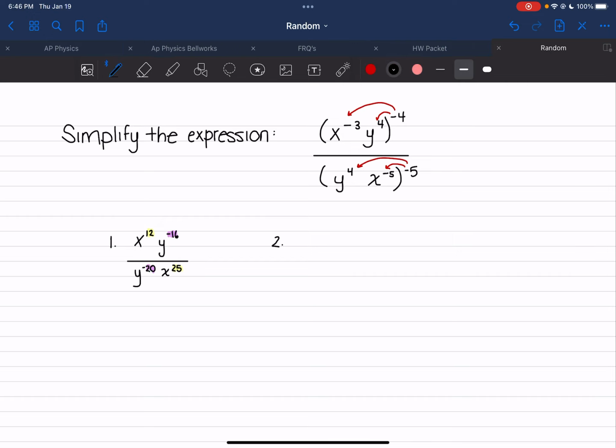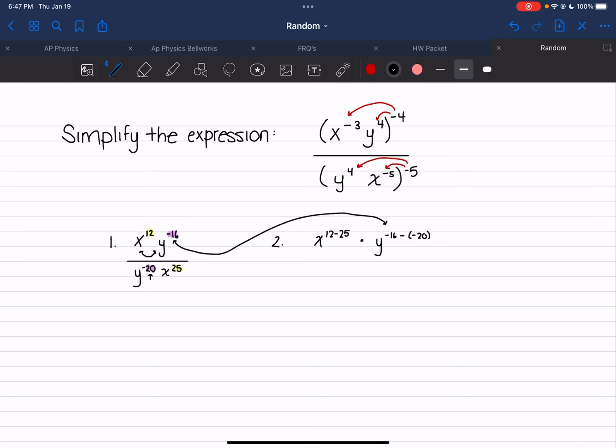So when dividing here, I'm going to do basically x to the 12 minus 25, that's one of the exponent rules, multiplied by, because I'm following this order right here, y to the -16 minus that -20 right here. So minus -20.